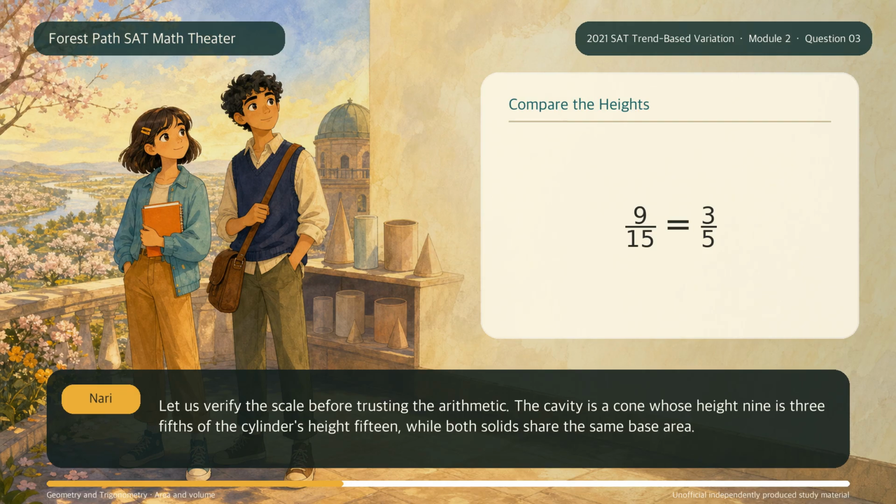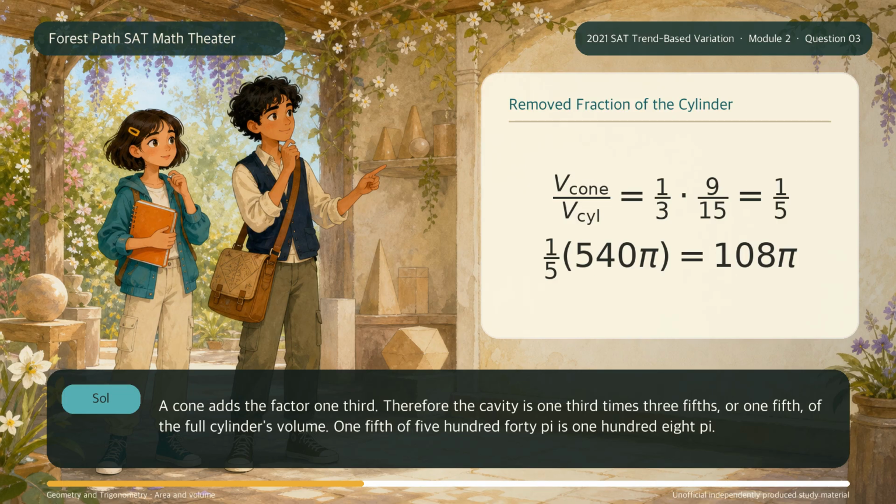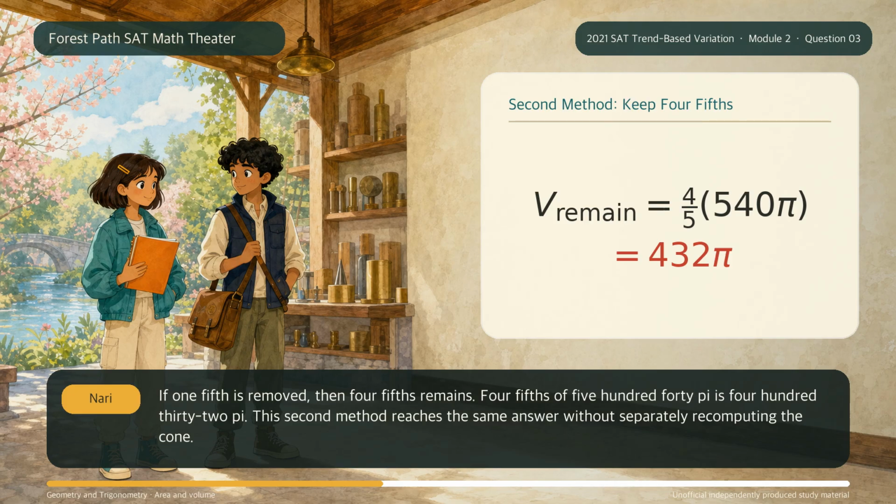Let us verify the scale before trusting the arithmetic. The cavity is a cone whose height 9 is 3/5 of the cylinder's height 15, while both solids share the same base area. A cone adds the factor 1/3. Therefore, the cavity is 1/3 times 3/5, or 1/5, of the full cylinder's volume. 1/5 of 540 pi is 108 pi. If 1/5 is removed, then 4/5 remains. 4/5 of 540 pi is 432 pi. This second method reaches the same answer without separately recomputing the cone.